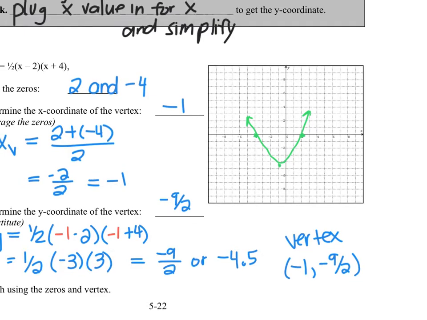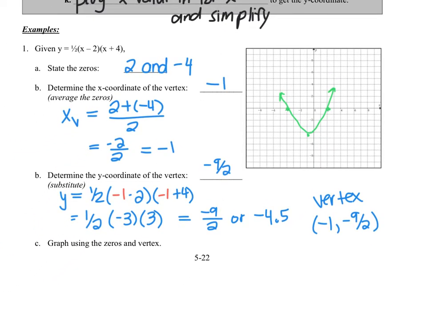Okay, so again, I averaged my zeros. I took that x value, plugged it into the equation, and simplified for the y.